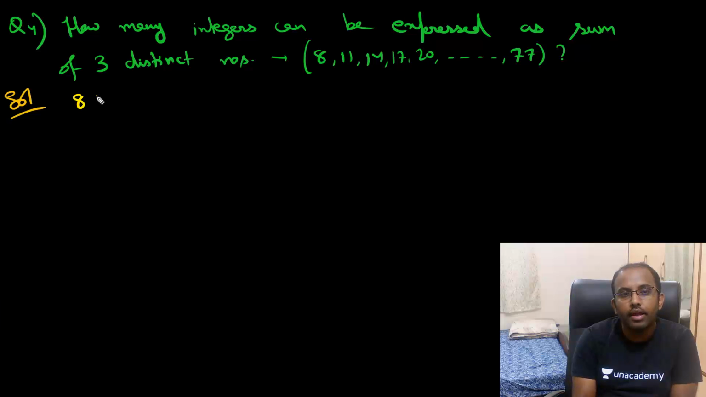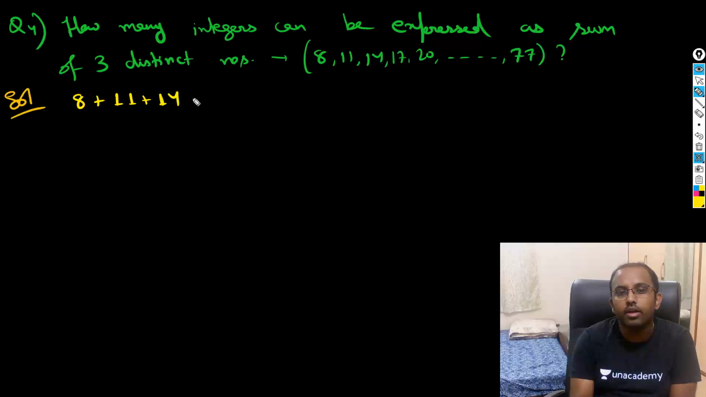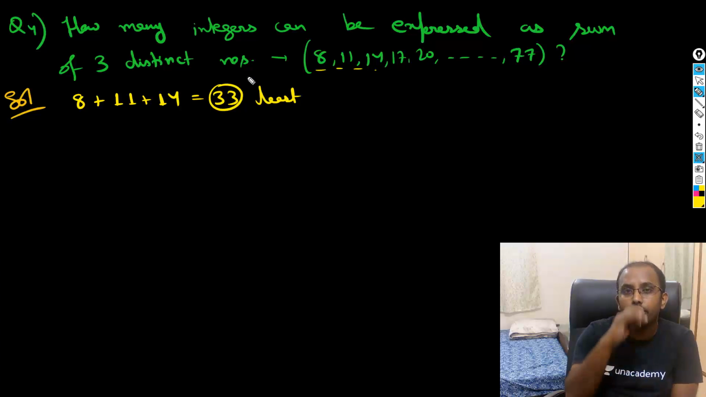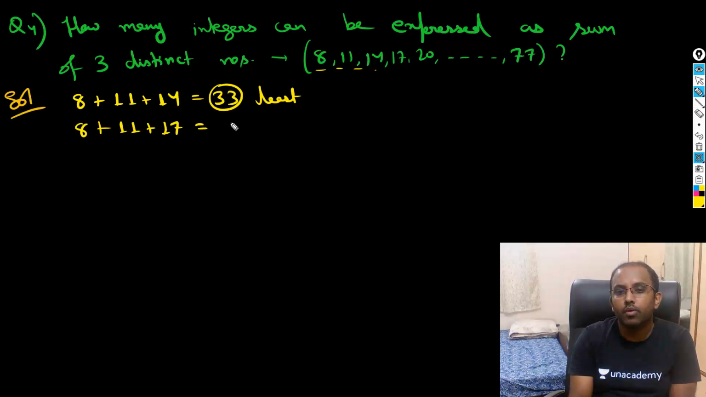For example, 8 plus 11 plus 14 is equal to 33. That's the least number I can get, obviously, from the first three numbers. If I want to increase that number, I should go 8 plus 11 plus 17, which is 36. That is the next number I can get. The next one is 8 plus 11 plus 20, which is 39. So it increases like this.